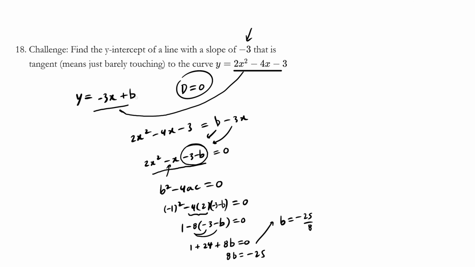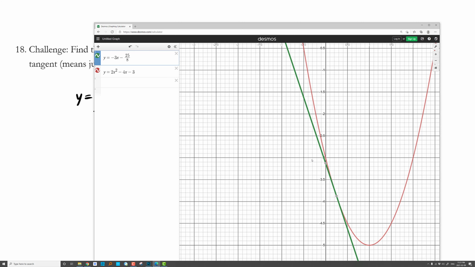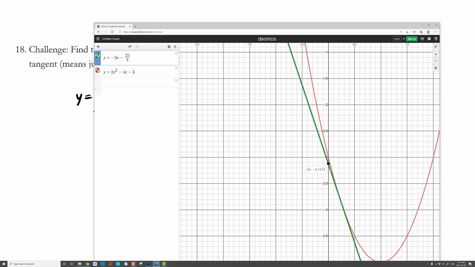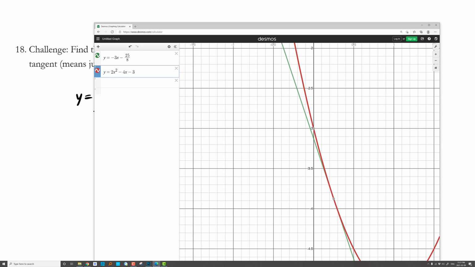This here happens to be the y-intercept. So let's test it out on Desmos. y equals -3x minus 25 over 8. So we use Desmos here. You can see the green line is a straight line and the red line is the parabola. And we can see that the y-intercept of the green line is -3.125, which happens to be -25 over 8. And do these graphs only hit once? And they do, right over here. So this makes sense.